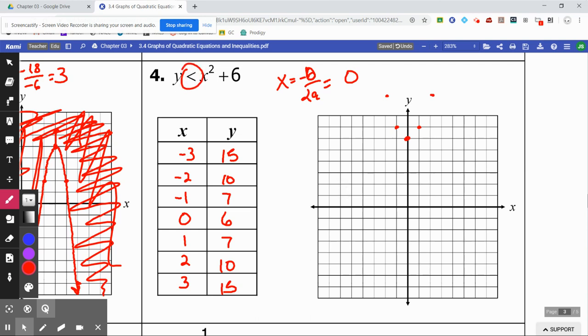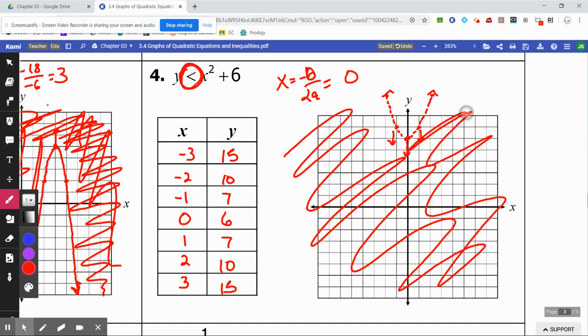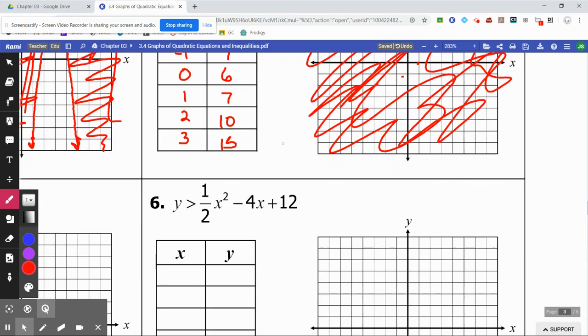Since you have less than and no equal to, we're just going to dot or dash our line. And there's going to be my parabola. Since it is less than, we're going to shade below all these points. So we're shading on this side of the parabola. So your graph would look something to this effect. So your solutions would be any point that is in those regions. Okay, number 5.